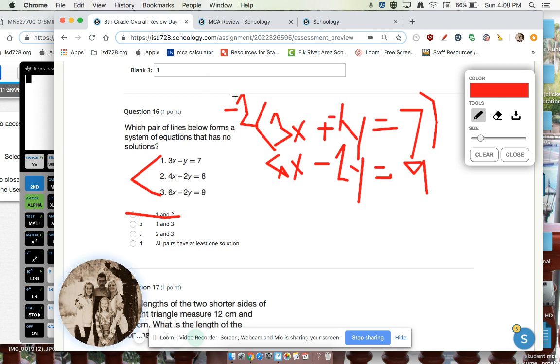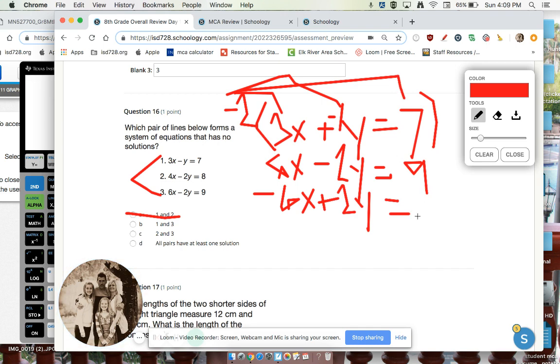Okay, so -2 times 3 is a -6x. And then my plus sign. And then distribute again. -2 times -1 is a +2y. And then distribute to that 7. -2 times 7 is a -14. And then I'm going to combine.